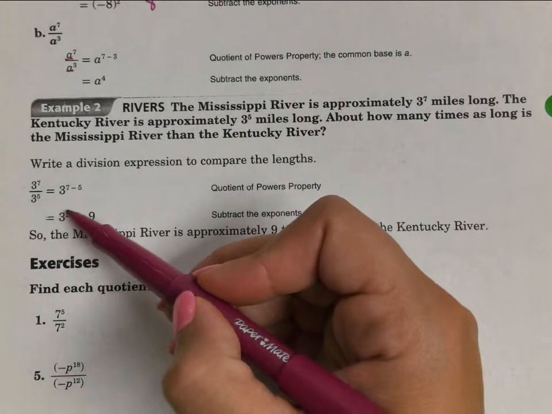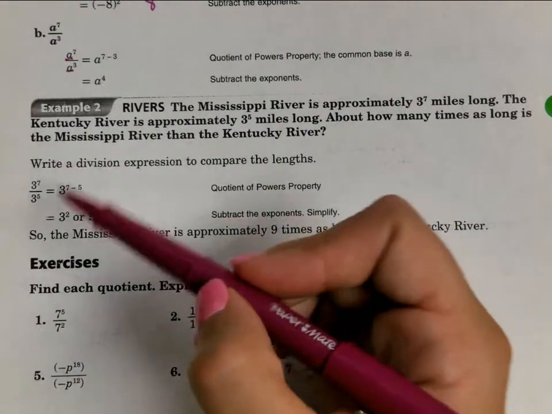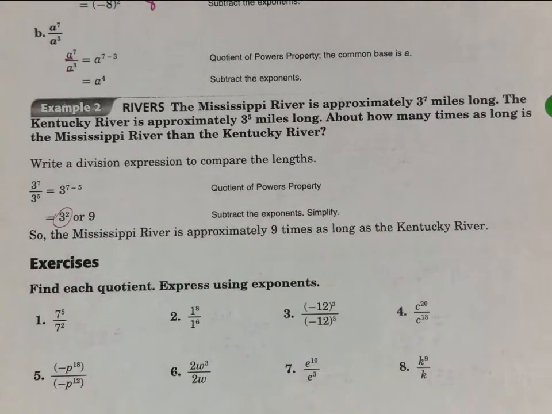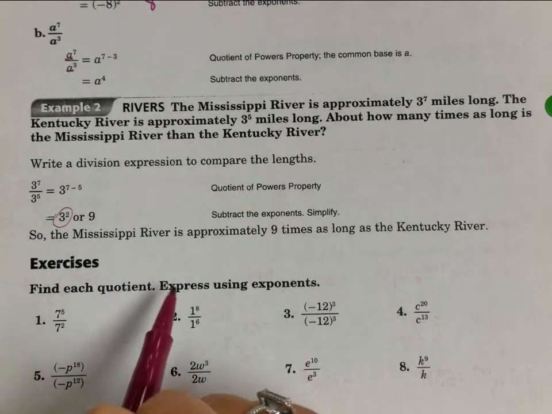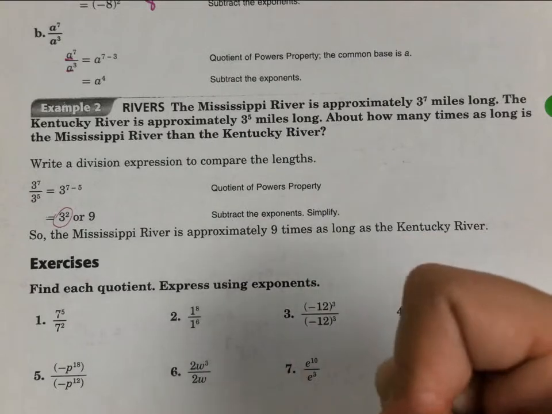Remember, if it specifies in your directions to express the answer as an exponent, then you are going to want to keep it as that 3 to the 2nd power, which is exactly what they say right here. Express using exponents. So that means in every single answer, you should have some type of exponent.